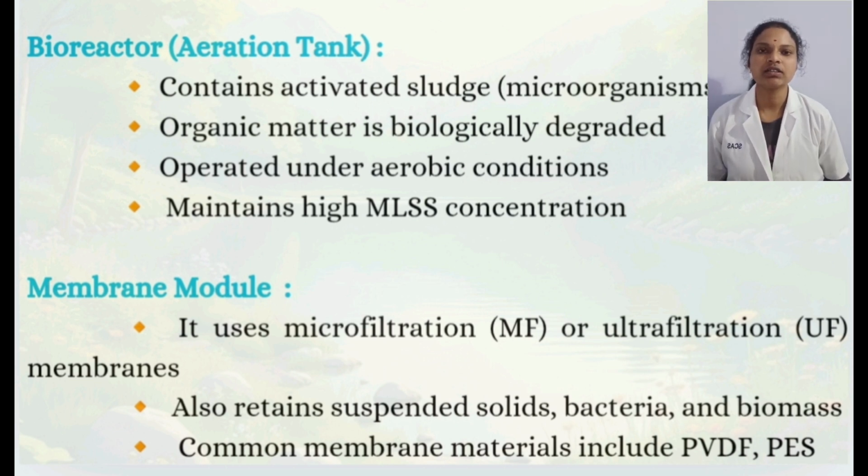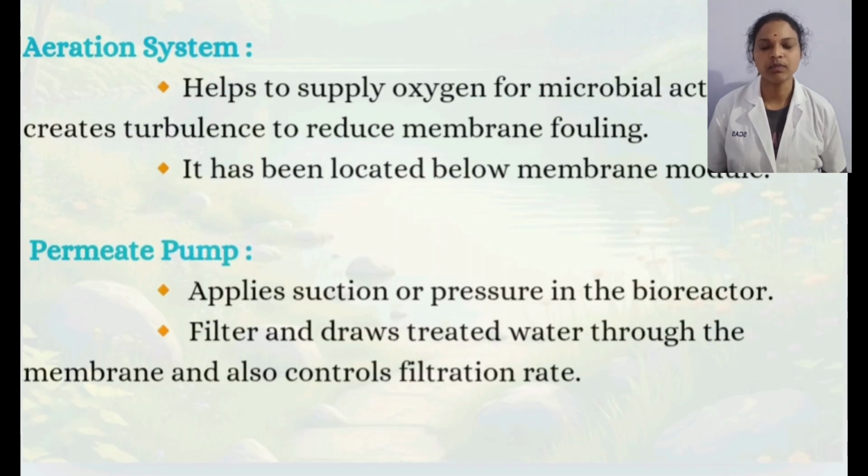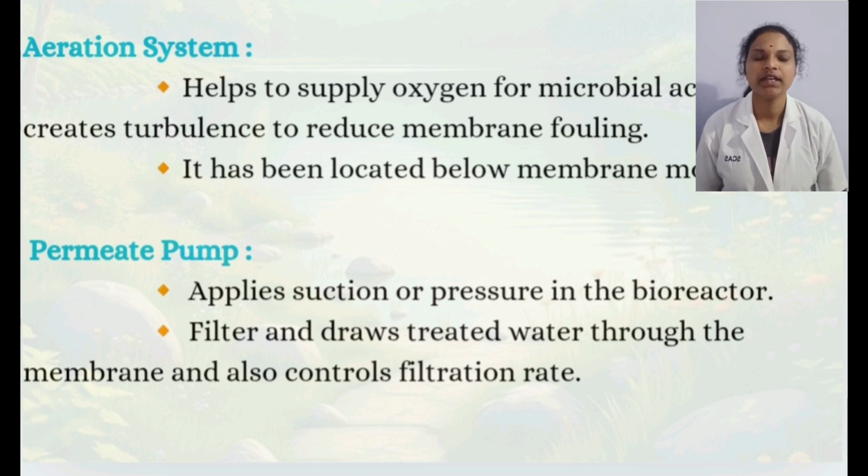Membrane module: it consists of a microfiltration or macrofiltration in which the suspended solids, biomass and bacteria are retained. Common membrane materials include PVDF and PES. Aeration system, which is located below the membrane module, helps to supply oxygen for microbial activity. The next one is the permeate pump. It applies pressure in the bioreactor, which also helps to filter and draw the treated water through the membrane, and it controls the filtration rate.